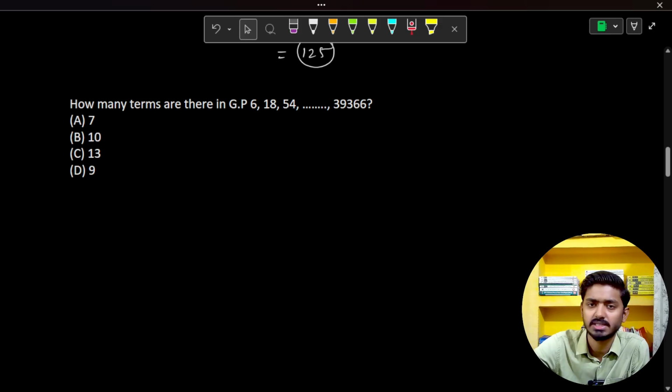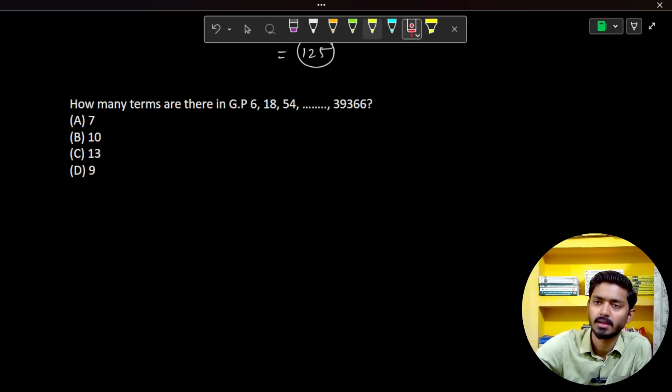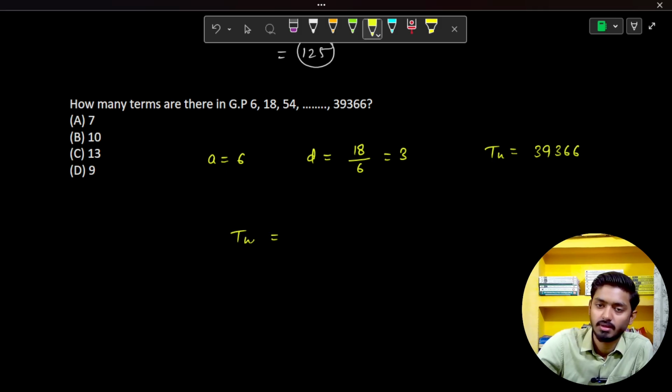Similar question, I'd say, very simple. We are given the first term, which is 6. The common ratio, we know we take any term and divide it by the preceding term, which comes out to be 3. We are given Tn, which is 39366. We write the formula, which is Tn equals a r to the power n minus 1. The value of Tn is 39366. The value for a is 6.